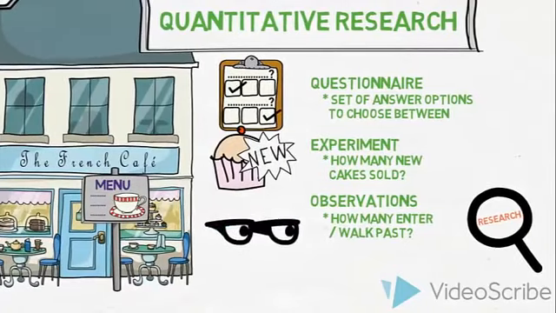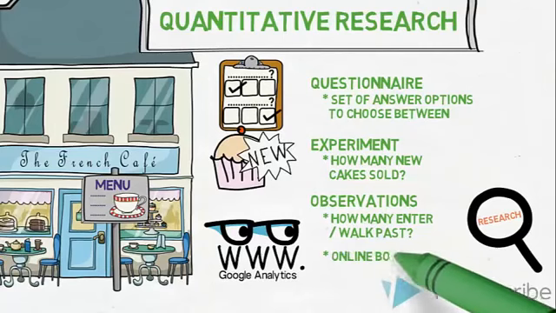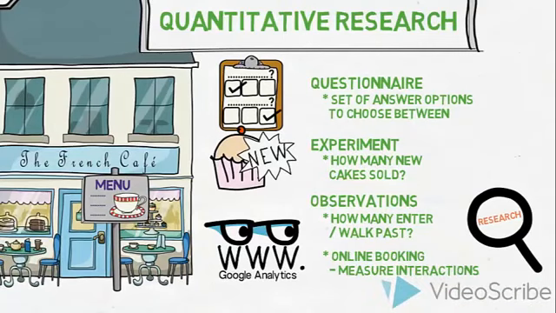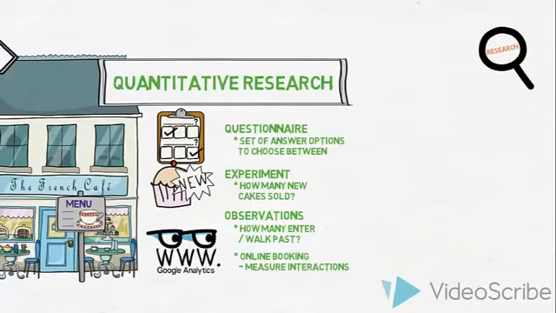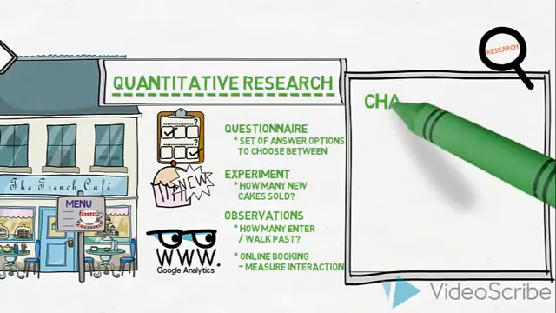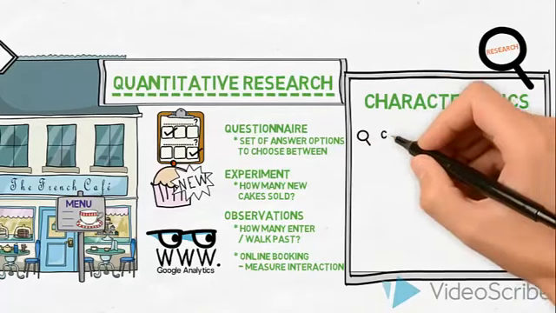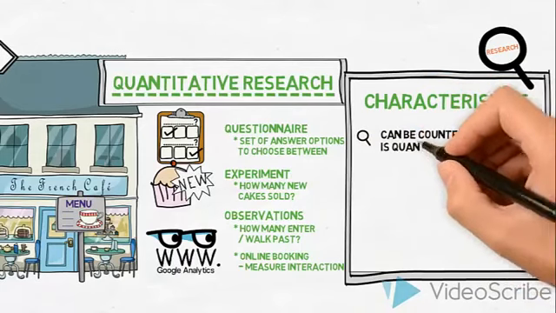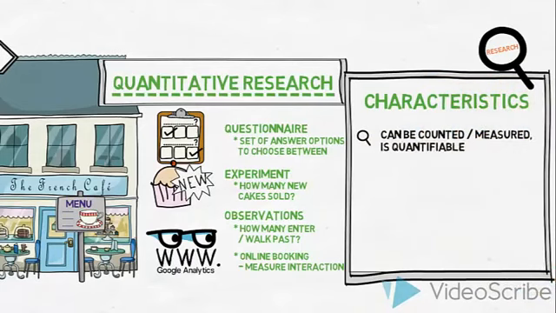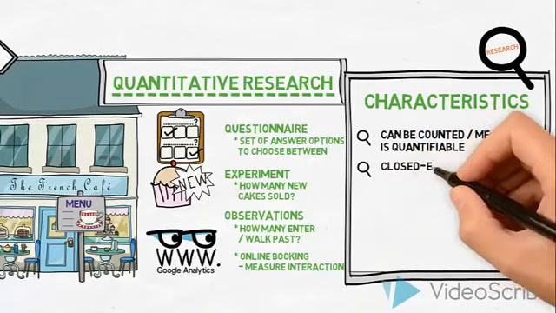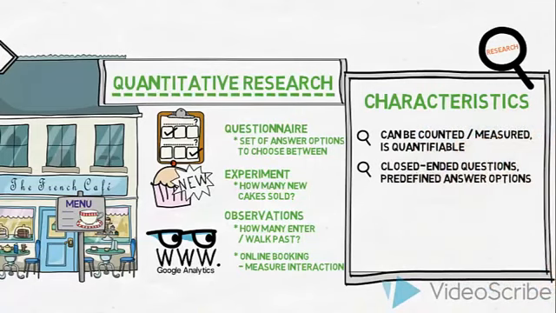Similarly, they could use Google Analytics to observe online behavior, for example by measuring interactions with the Book a Table feature on their website. We call this type of research quantitative research. So let us summarize the characteristics of quantitative data. Quantitative data can be counted and/or measured. It's quantifiable. It is based on asking closed-ended questions, for example by providing predefined answer options in a questionnaire.